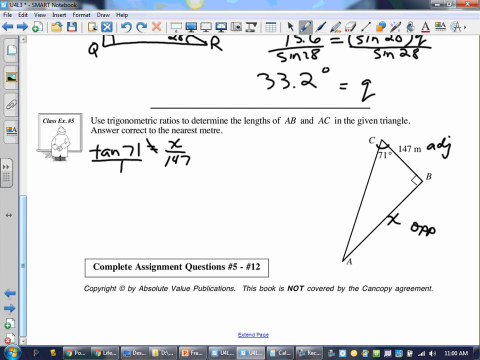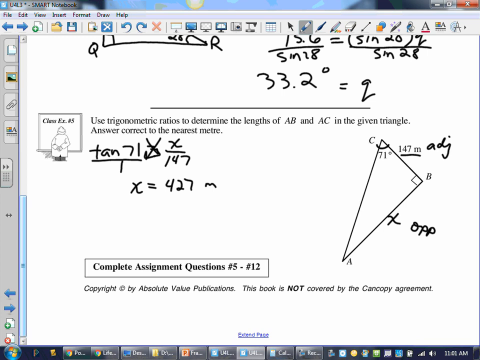So I go tan of 71 times 147, and X times 1. Make sure you watch your brackets. I get 426. It says the nearest meter, so I better go 427. Now, I give myself a quick check, I'm like, ooh, that seems really big. But I look over at my question, and I see this is 147 meters. So maybe that's accurate. And I check again, and it is. So we're good, 427. Make sure it's a reasonable answer.